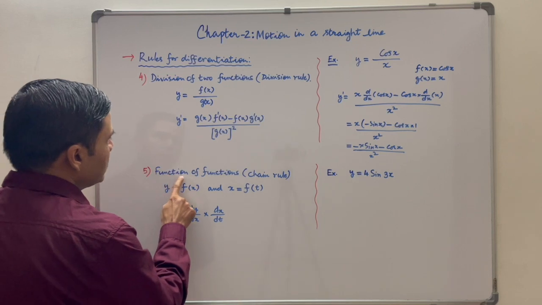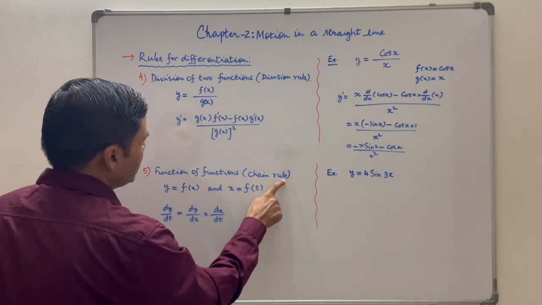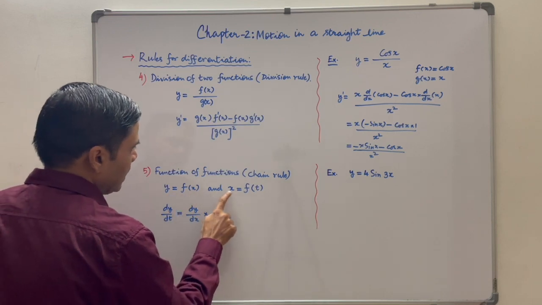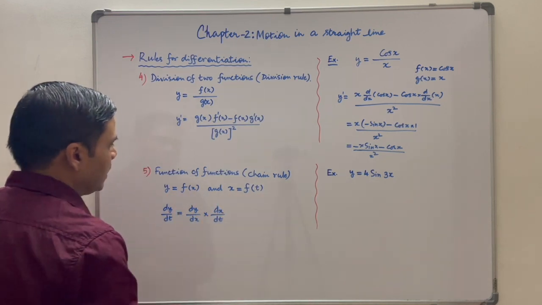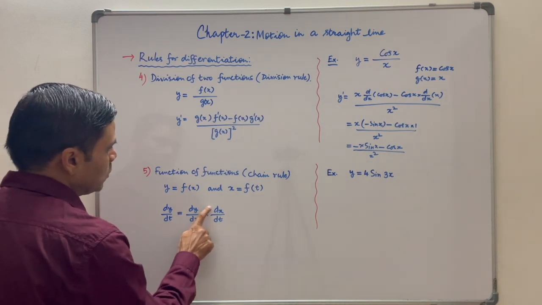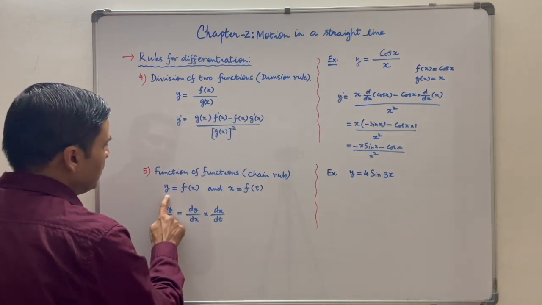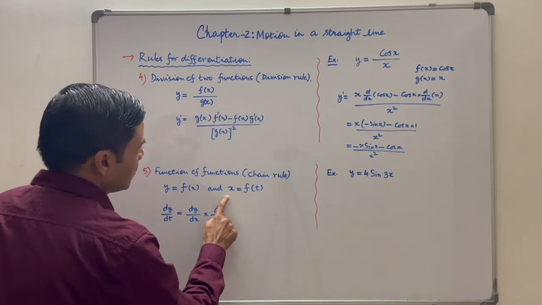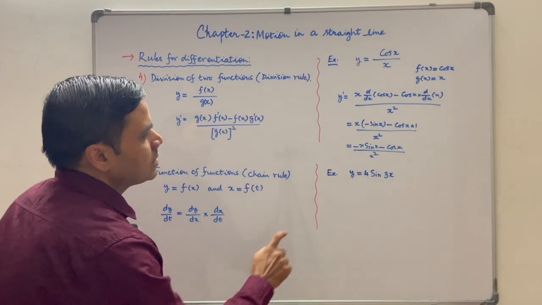Fifth one, function of functions, also known as the chain rule. Suppose there is a function y = f(x) and another function x = f(t). Then dy/dt = dy/dx · dx/dt. dy/dx can be calculated from here and dx/dt can be calculated from here. Let us see this example.